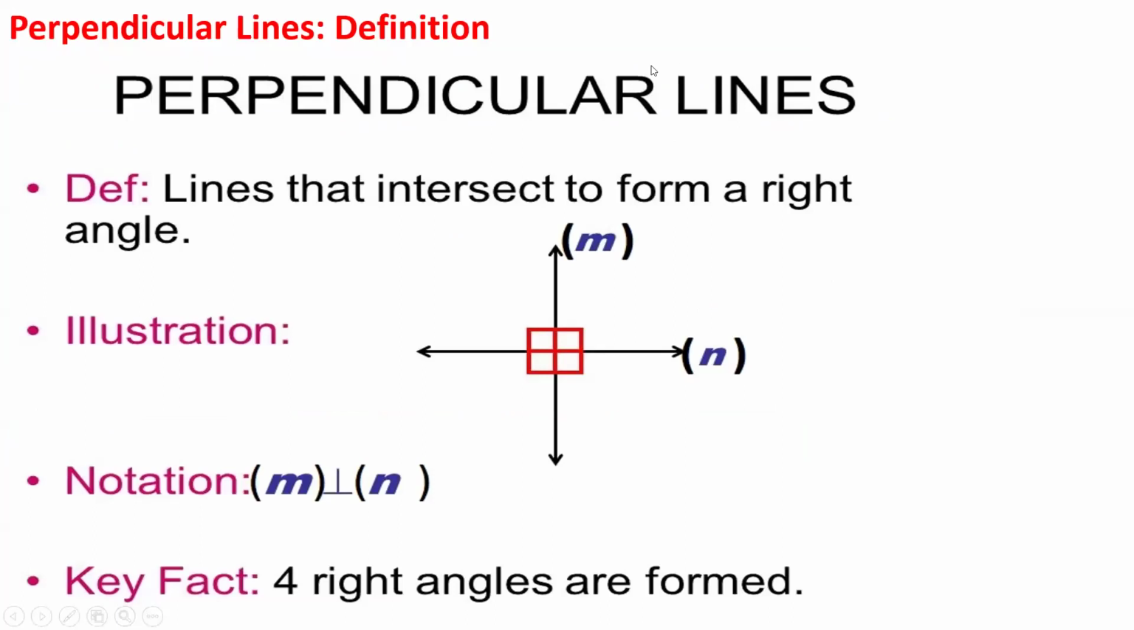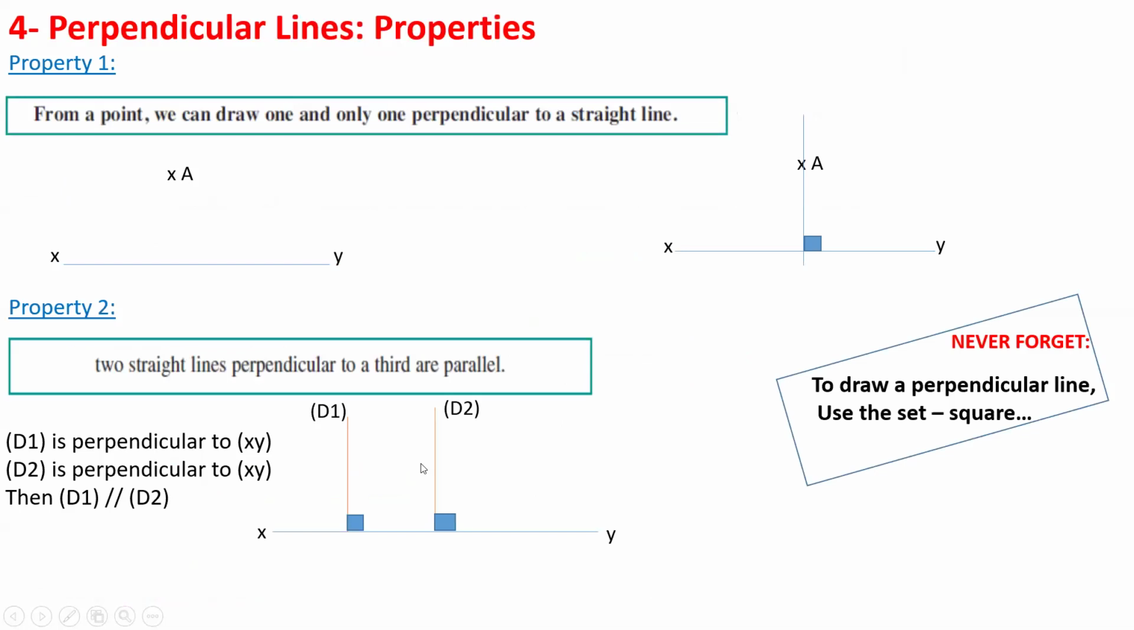Now, perpendicular lines, what is the definition of perpendicular lines? They are lines that intersect to form a right angle. Then line M and line N are perpendicular. They intersect at a point, and in between they form four right angles. Then we say M is perpendicular to N, and four right angles are formed in between.